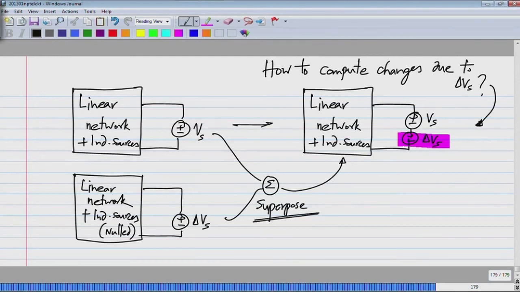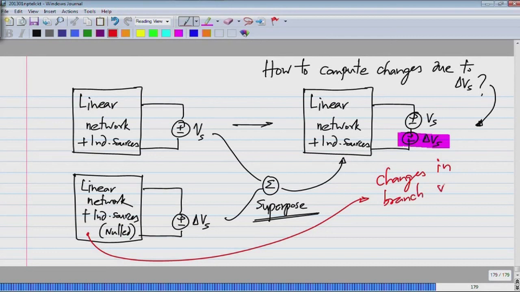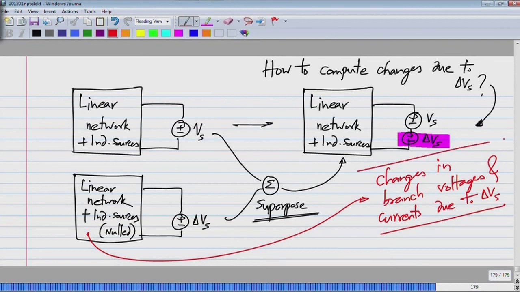But the point is that analyzing this circuit with only delta Vs is simpler than reanalyzing the whole circuit. And in fact, if you look at the branch voltages and currents in this, it will be the effect of delta Vs. That is, only the changes to the branch voltages and currents due to delta Vs.